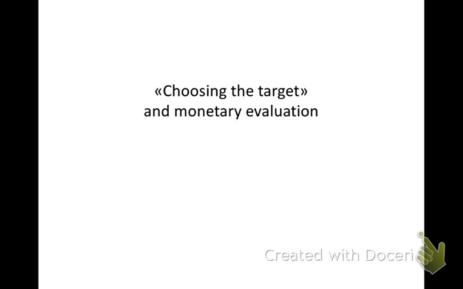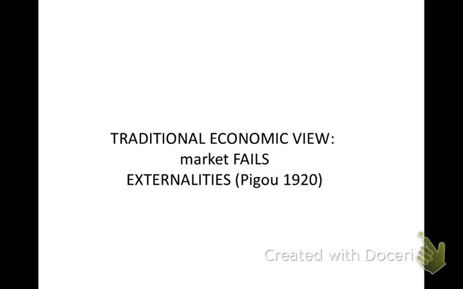Now, we change topic in a sense. We move to choosing the target. Probably many of you already have an idea of how economists propose to choose a target. And we go back to Pigou. He brought a book, Wealth for Economics, in 1920, and this is a big book with a lot of pages, and there is a small paragraph telling about this idea of externalities.